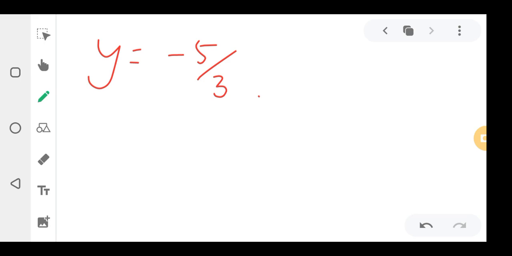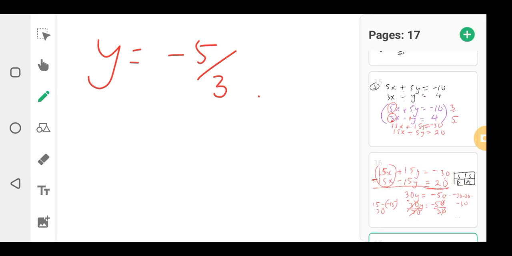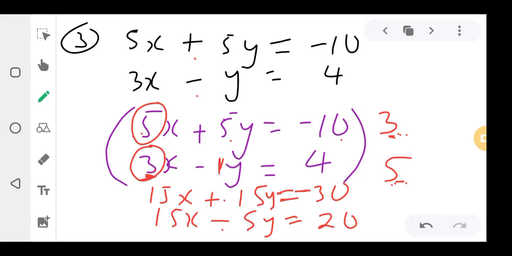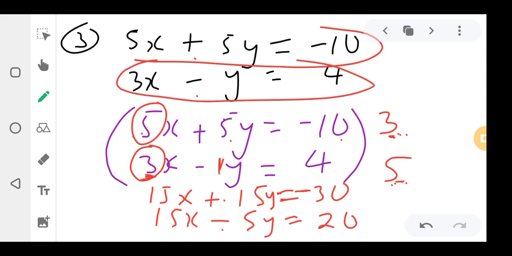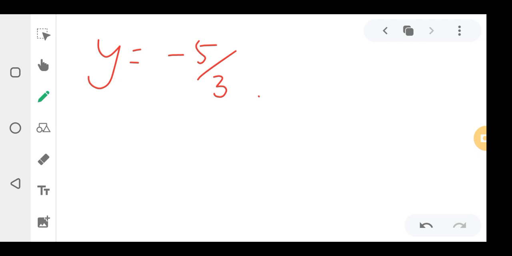Based on that, we now pick one equation. We'll pick the simpler equation. You can either pick this one on top or you can pick this one down. You choose. All the time I was picking the one on top. Now I'll pick the one down since 5 is higher. Okay, I'll pick this one down. 3x minus y is equal to 4. That's the one I pick now.